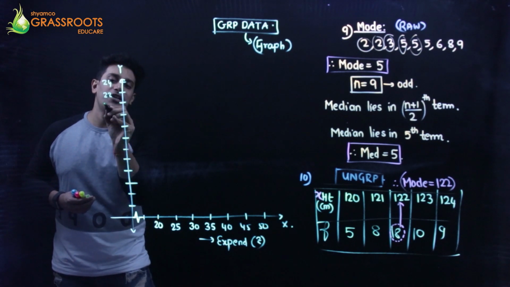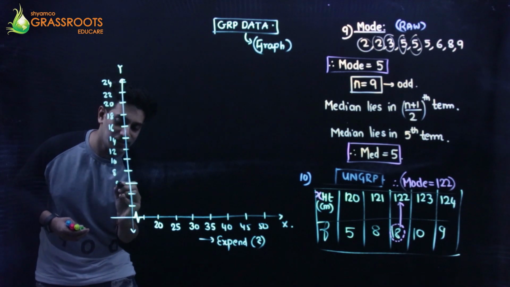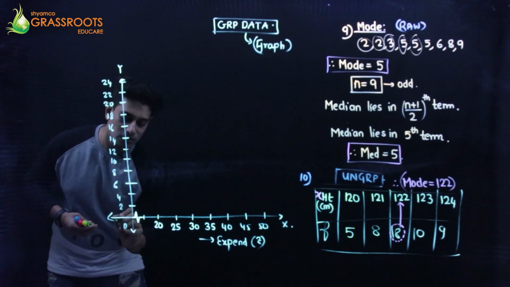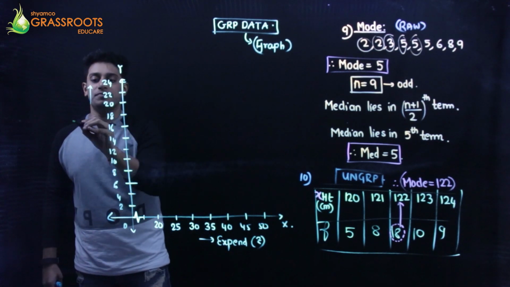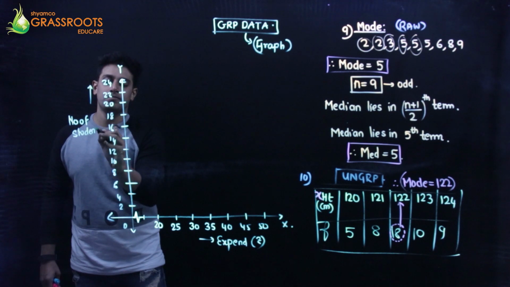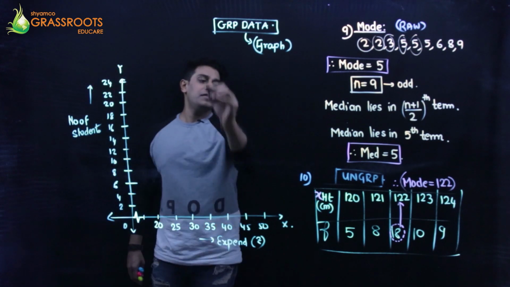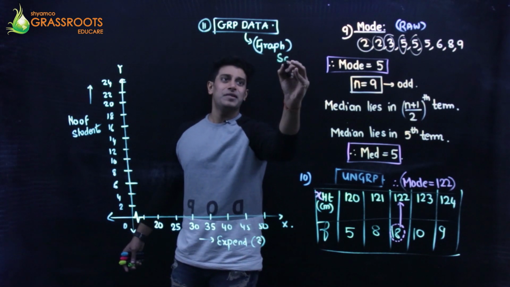So 24, 22, 20, 18, 16, 14, 12, 10, 8, 6, 4, 2, 0. This is the y-axis, which is number of students. Perfect. It's your 11th answer. So please write down the scale.